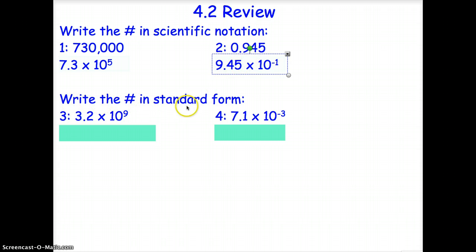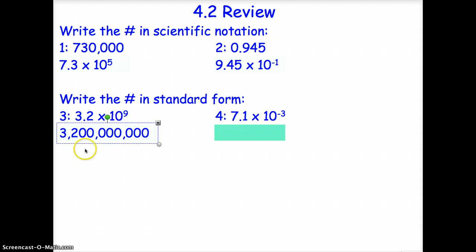Write the number in standard form. I'm going to do just the opposite of what I did above. I'm going to move the decimal point 9 places. Now, since the 9 is positive, means I need to end up with a nice large number. So I want to move my decimal point to the right. And I end up with 3,200,000,000,000. And notice I've moved that decimal 9 places to the right.